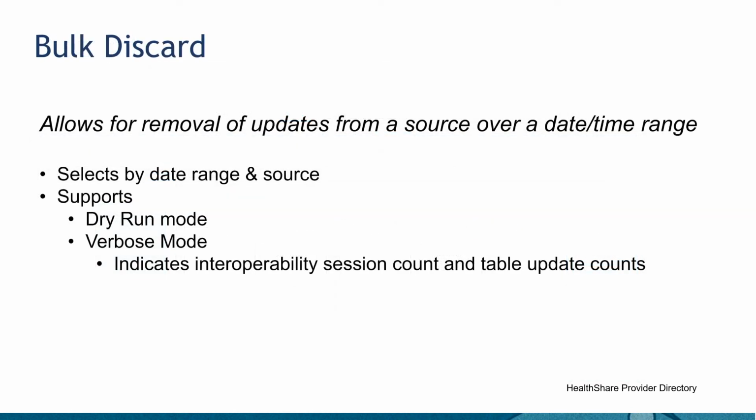So I just demonstrated a single discard, but you can also do a bulk discard. This is a discard that allows you to select by both the data source and the time range all updates that were received to remove them from the directory. So if you were inbounding a record that had leading zeros added or removed, you can back it out and remove it. You can run this both in dry mode or in verbose mode at the same time, so you can actually see the changes that you're going to make, how many records are impacted before you actually do the discard.